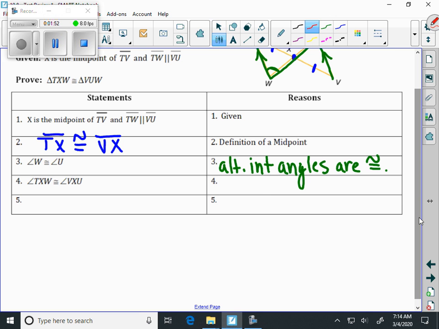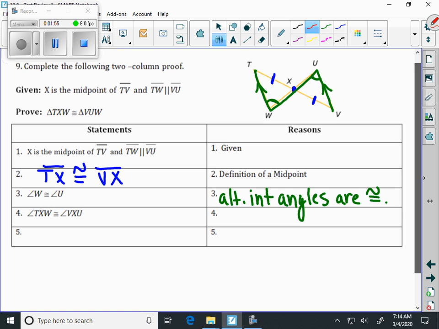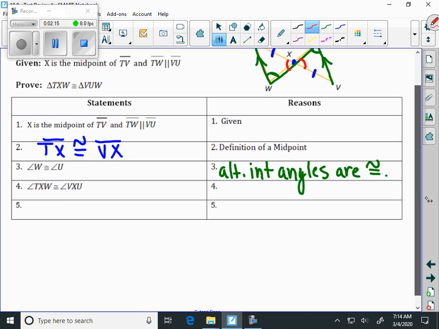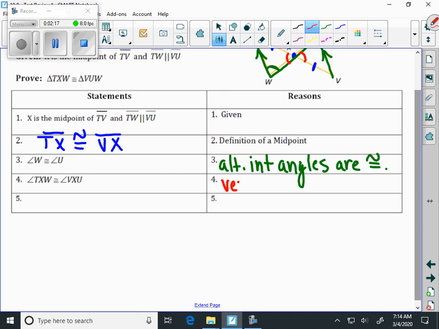Well, as we take a look at this, what do we know here so far? Well, the next one says angle TXW is congruent to angle VXU. And because of that, if we take a closer look, what are those? Well, those two angles are vertical angles. And we know that vertical angles are congruent.